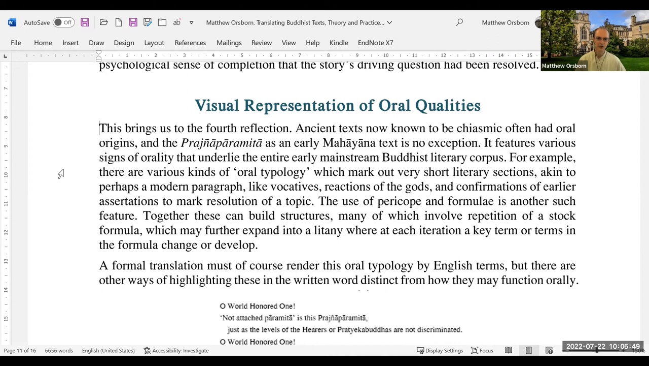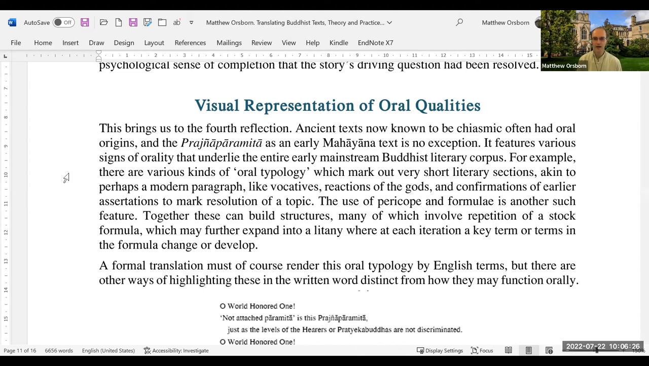So for example, there are various types of oral typology, which mark out very short literary sections, perhaps like a modern paragraph. So in writing nowadays, we can use a full stop. We can use a new paragraph, right? We can start a new page and it breaks down the content, but we see that. But when you're speaking and reciting, you use other forms. So like vocatives, right? O Buddha, O Subhuti, reactions of the gods, confirmations of earlier assertions to mark resolution of a topic, and so forth.